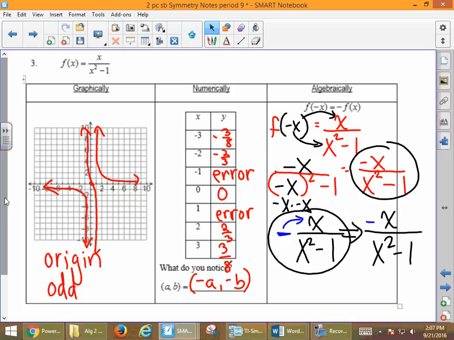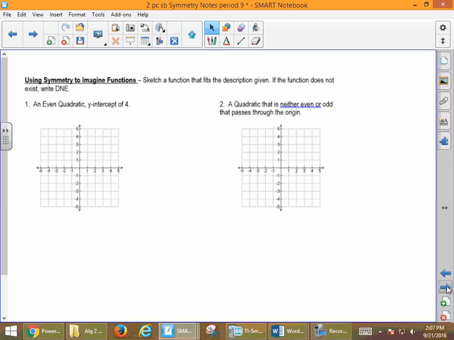So to finish, what we're going to do is try to draw some pictures. It says use symmetry to imagine functions. Sketch. If the function doesn't exist, write DNE. That stands for does not exist.